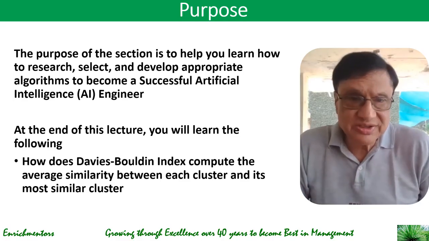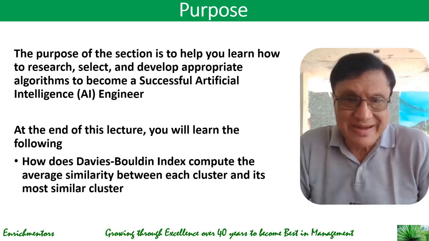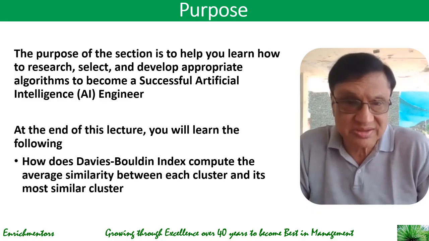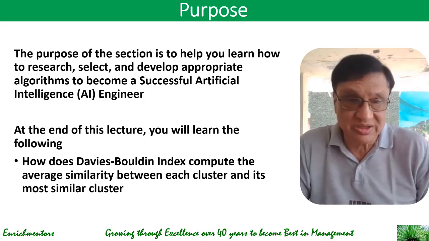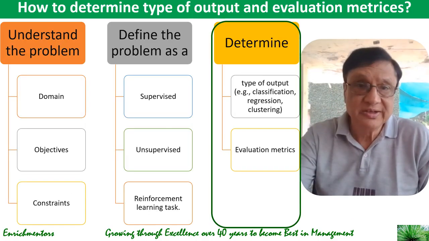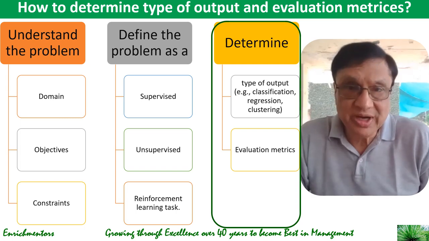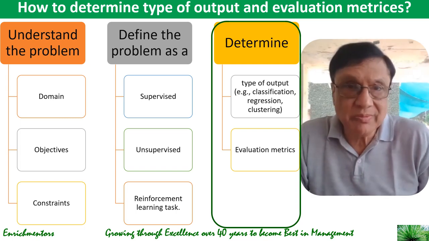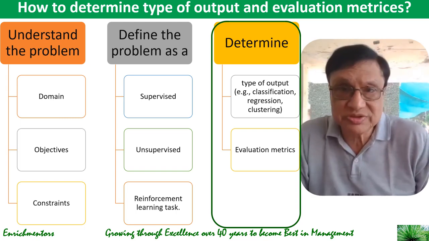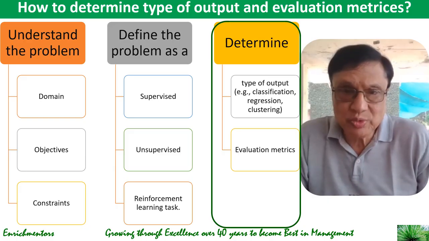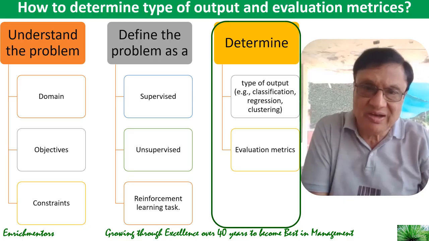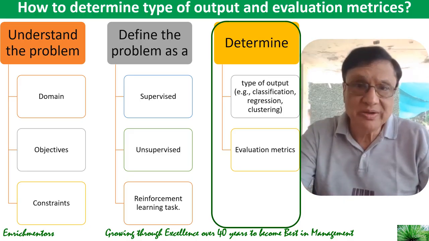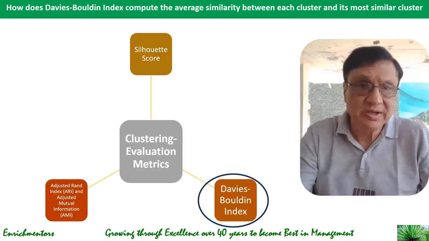In this particular lecture, we will talk about how one calculates the Davies-Bouldin index and how it computes the average similarity between each cluster and its most similar clusters. We're talking about clustering. To recap, we are in the middle of determining the type of outputs in evaluation metrics, and particularly the clustering type of output and their evaluation metrics, the second being the Davies-Bouldin index.